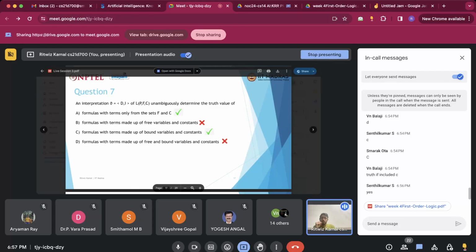If that had a specific instantiation, like tall Ram implies has pet Ram, right? Then you can say whether this is true or false. Okay, am I making any sense, Aryaman?